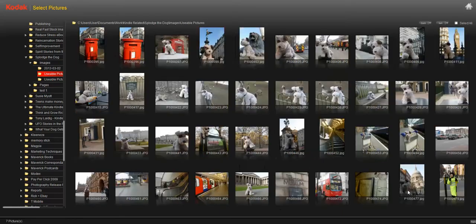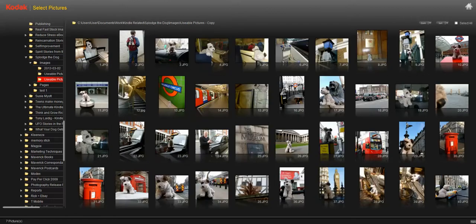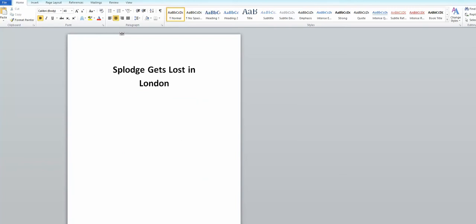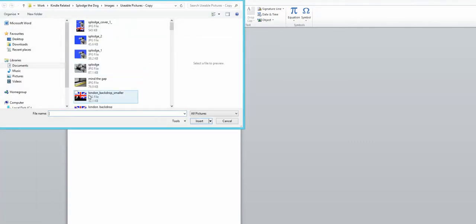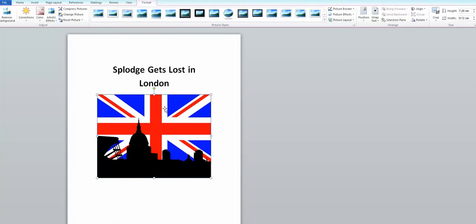And then I wanted to create a cover picture, and you see from this Word document, it's just a very basic blue background. I created that first, and then we'll kill that, and we'll insert another one. Insert picture. And I got a bit of art background. He's lost in London, Union Jack. I thought that'd be quite good.